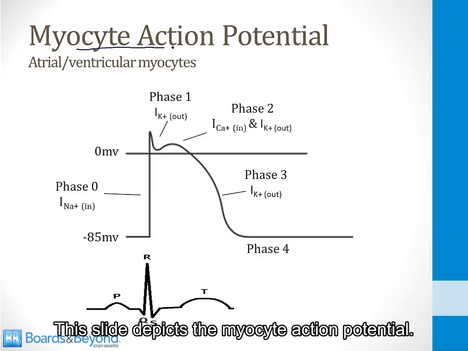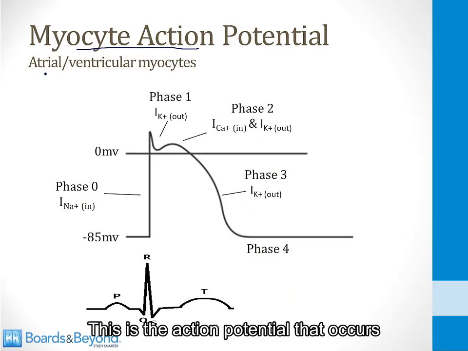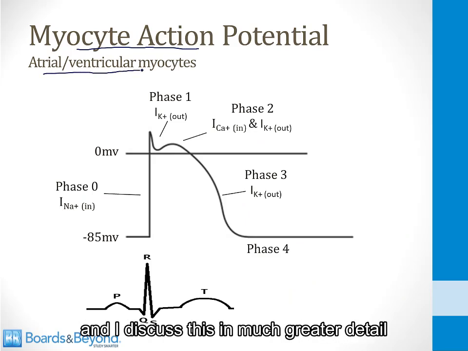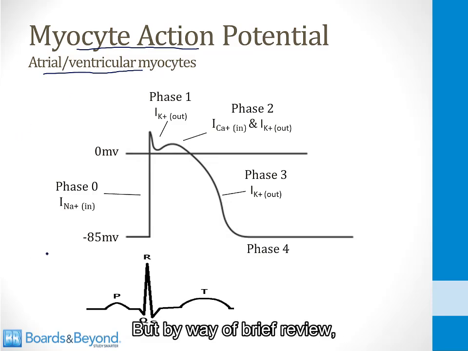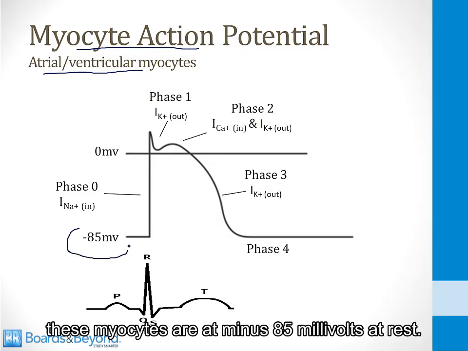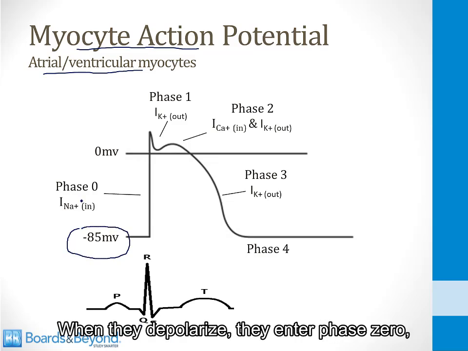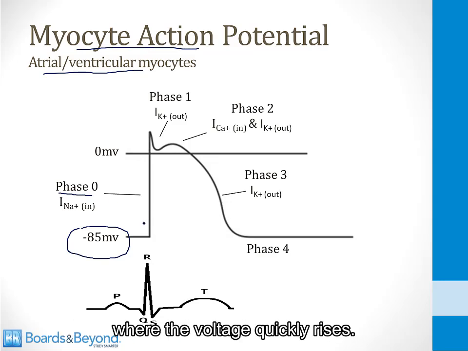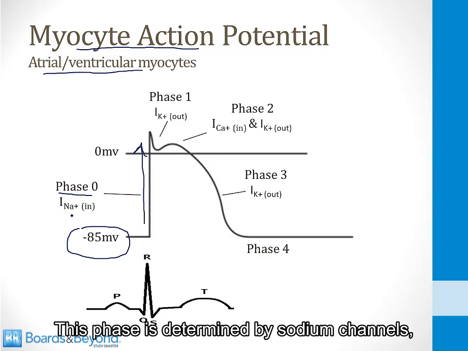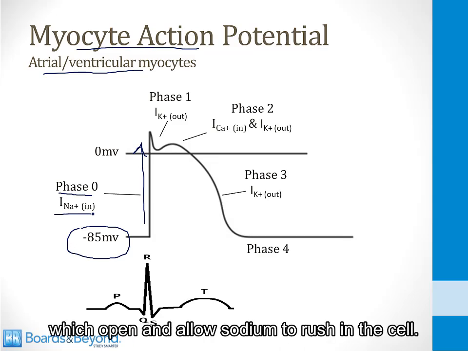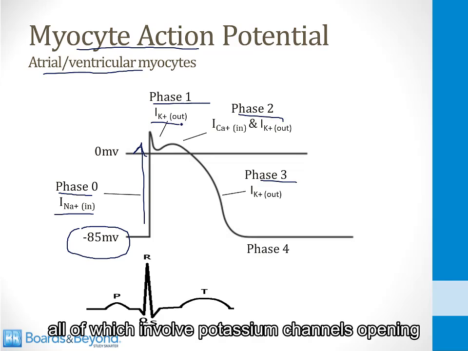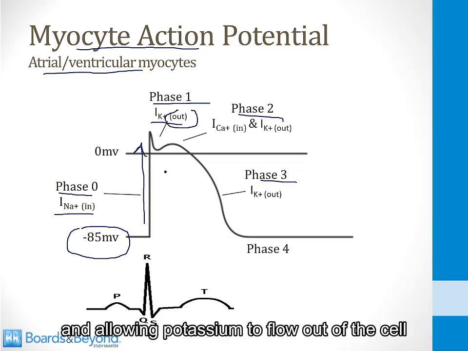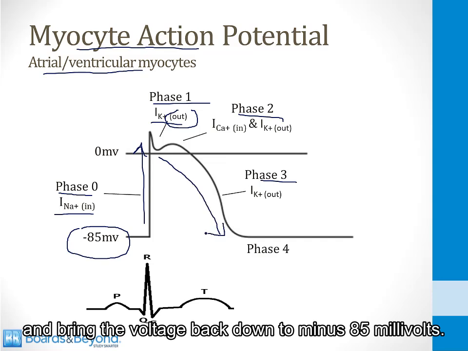This slide depicts the myocyte action potential. This is the action potential that occurs in atrial and ventricular myocytes, and I discussed this in much greater detail in the video on cardiac action potentials. But by way of brief review, these myocytes are at minus 85 millivolts at rest. When they depolarize, they enter phase 0, where the voltage quickly rises. This phase is determined by sodium channels, which open and allow sodium to rush into the cell. They then move through phases 1, 2, and 3, all of which involve potassium channels opening and allowing potassium to flow out of the cell and bring the voltage back down to minus 85 millivolts.